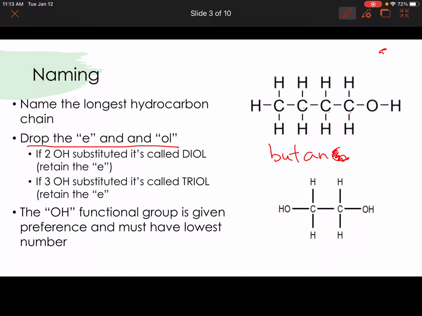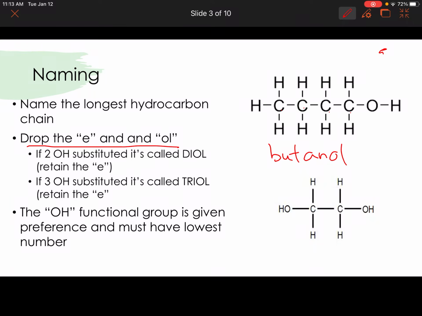And then it says drop the E and add OL. So I'm going to drop, I actually have an eraser on here. Drop the E, add OL, so that butane now becomes butanol. And that's it, that's butanol. That was actually much easier.